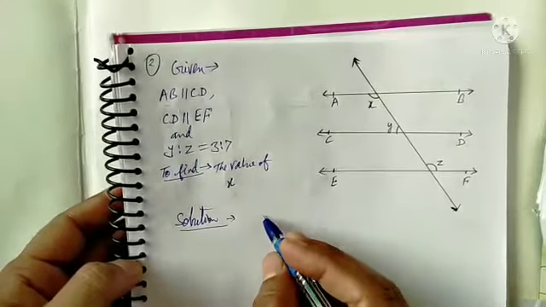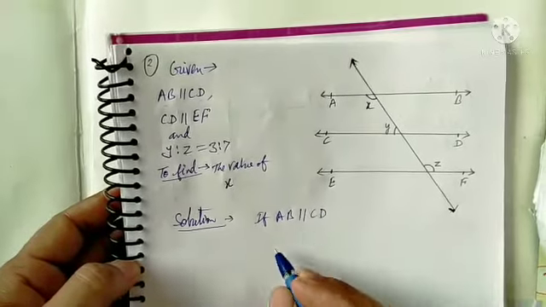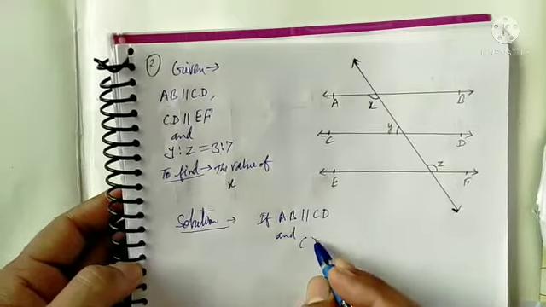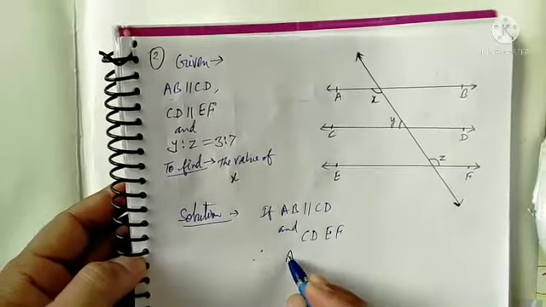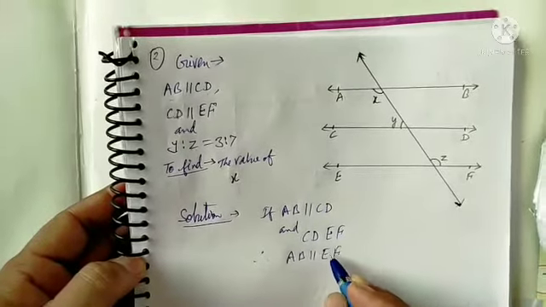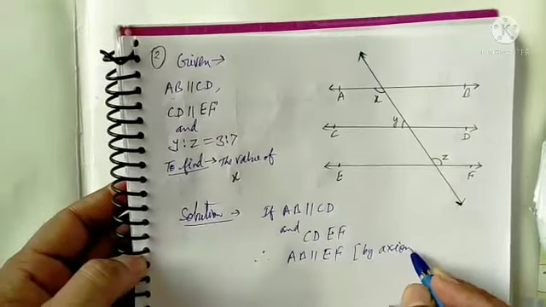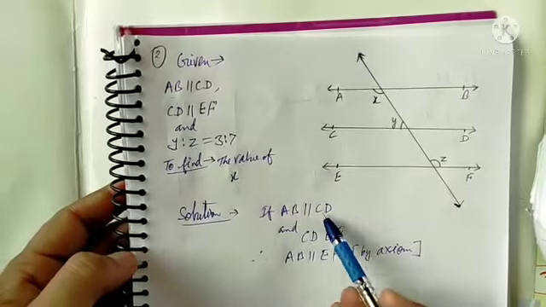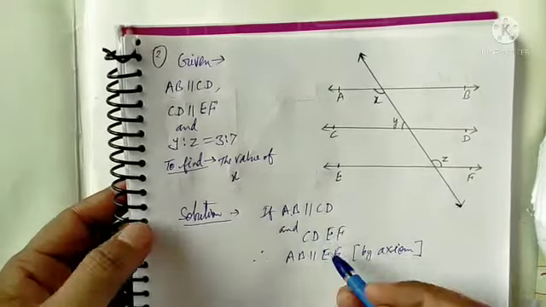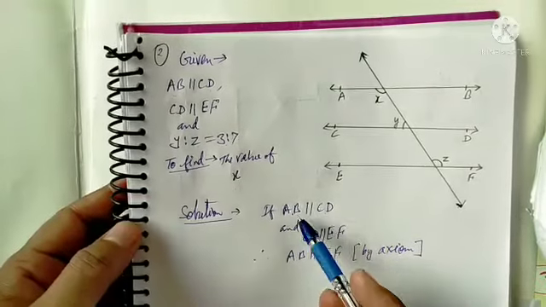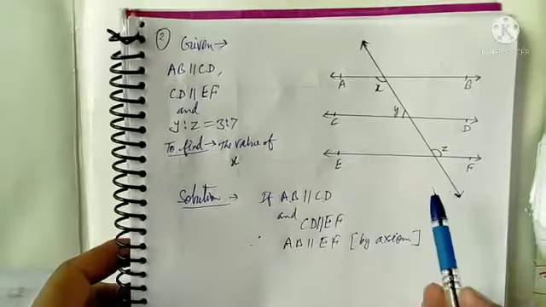How will you do it? You write down here. See, if AB parallel to CD and CD parallel to EF, therefore AB parallel to EF also. By what? By axiom. I told you the axiom: things which are equal to the same thing are equal to one another. It means AB parallel to CD, and CD parallel to EF also, so AB parallel to EF by axiom.